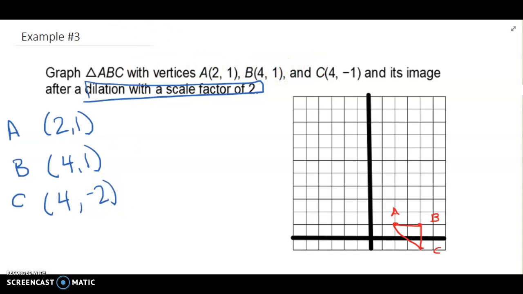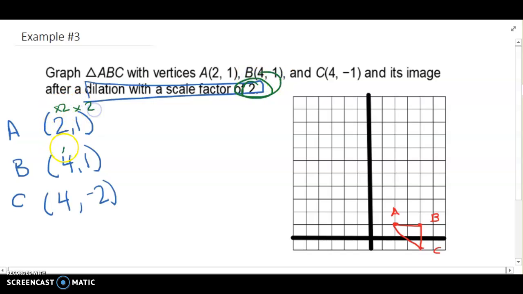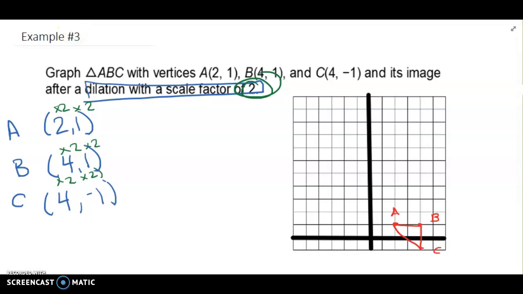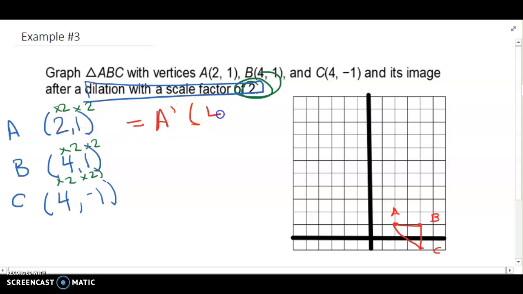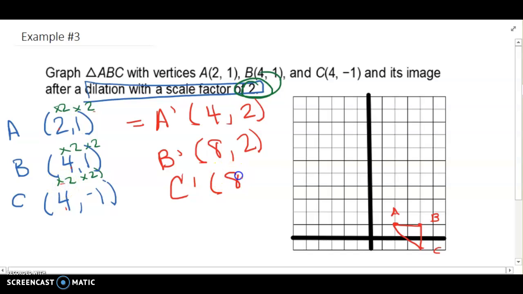So if I'm going to dilate it by a scale factor of 2, all that means is I'm going to multiply each one of these coordinates by 2. Okay, so first of all, this is a -1, not a -2. Sorry. All right, and so my A prime is now 2 times 2 is 4, 1 times 2 is 2. My B prime is now 4 times 2 is 8, 1 times 2 is 2. And then my C prime, 4 times 2 is 8, 2 times -1 is -2.